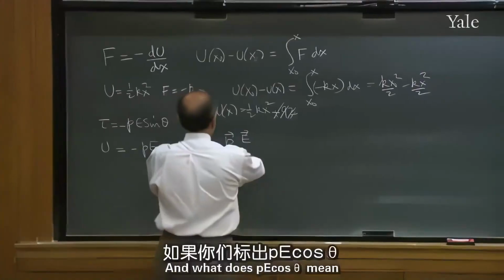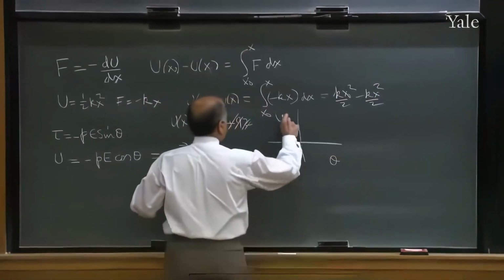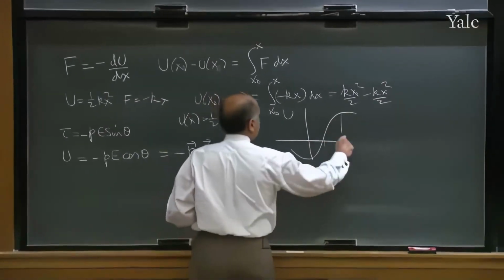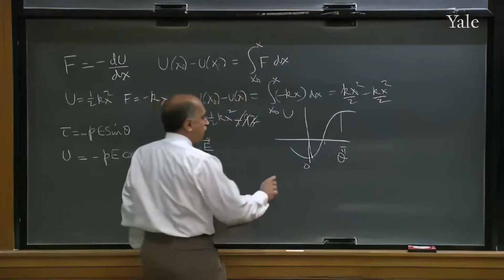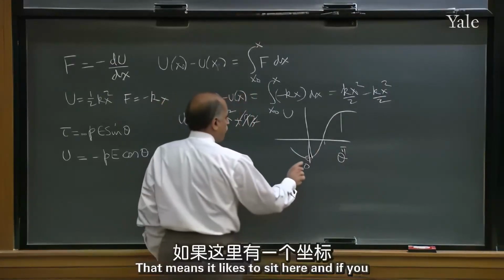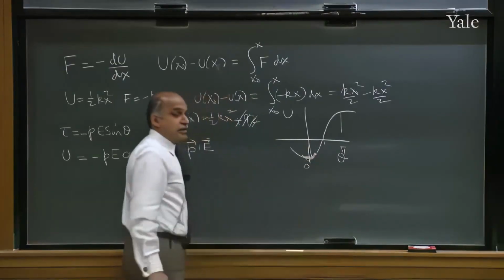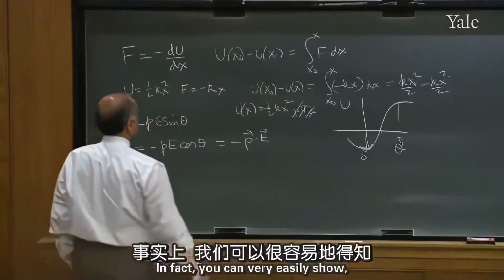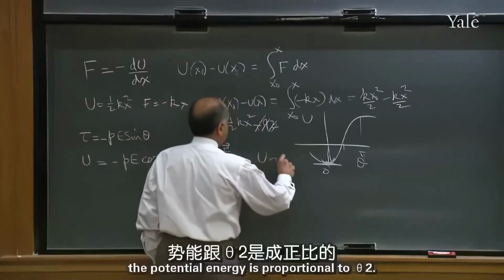And what this PE cos theta means, if you plot it as a function of angle, it will look like this. This is pi, and this is 0. That means it likes to sit here, and if you deviate a little bit and let it go there, it'll rattle back and forth, just like a mass-spring system. In fact, you can very easily show near the bottom of the well, the potential energy is proportional to theta squared.